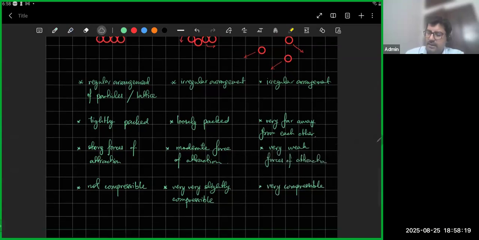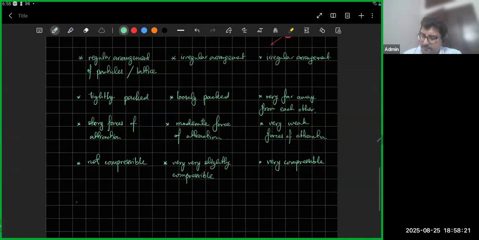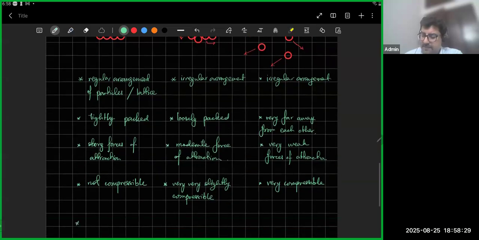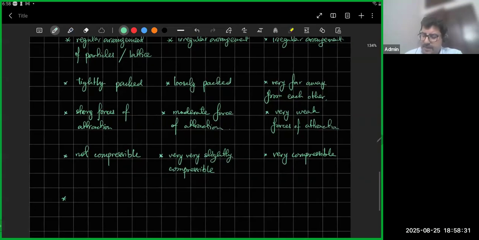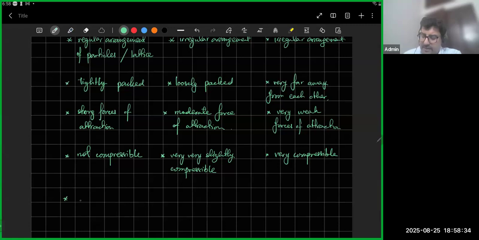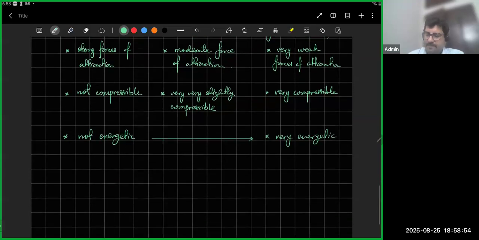The next one is energy. In solids, the particles are not energetic at all. They're just sitting around. So what is the movement of particles? I'm going to talk about the energy. So solids are not energetic, and in gases, the particles are very energetic. And in the middle, I'm just going to draw an arrow, the middle ones are in between.